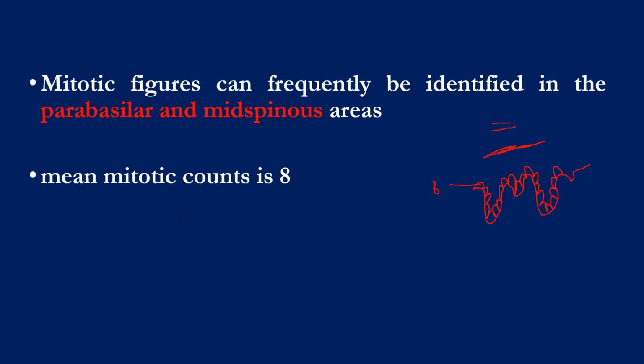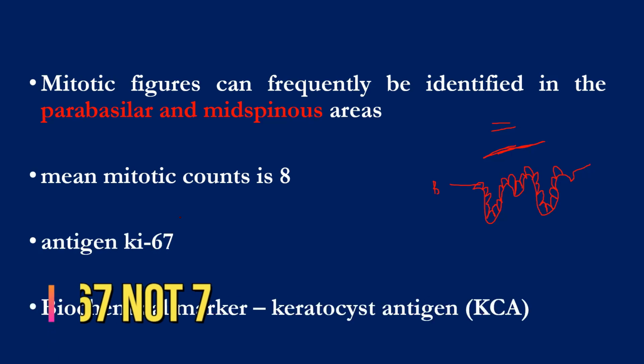And the mean mitotic count which is seen in these places is 8. Antigen Ki-67, which is another indicator of proliferative activity, extensive proliferative activity, which is also seen in cancerous growth, is present, or it is positive in case of OKC. And another very important antigen which is present in OKC is the keratocyst antigen, or KCA. These two are also diagnostic for the OKC.